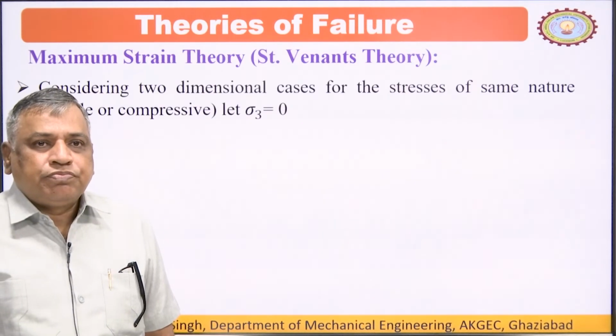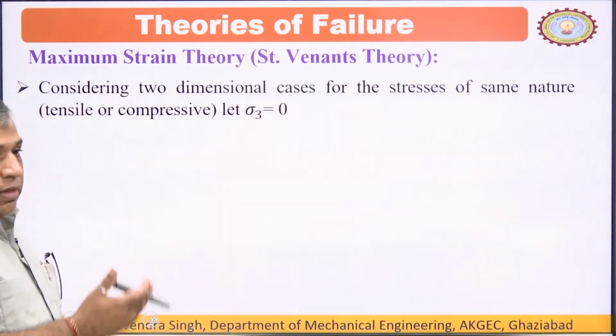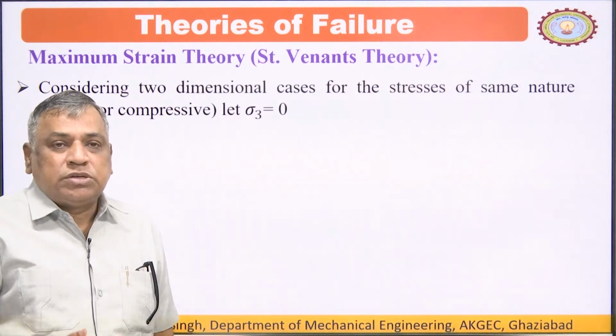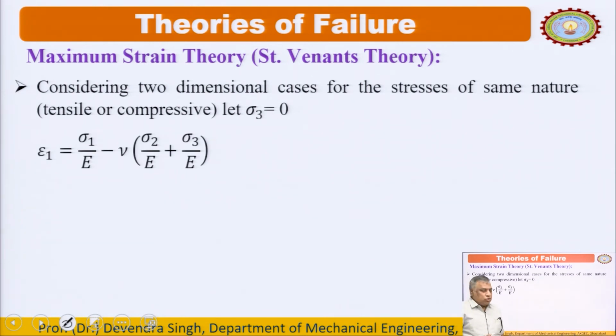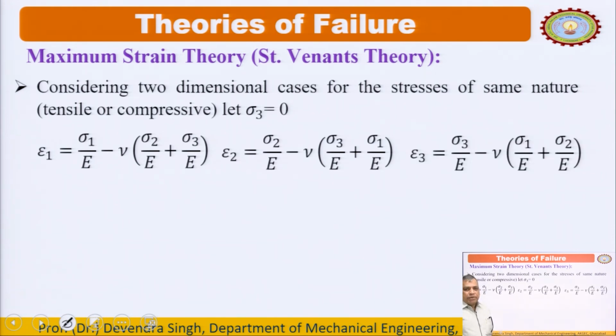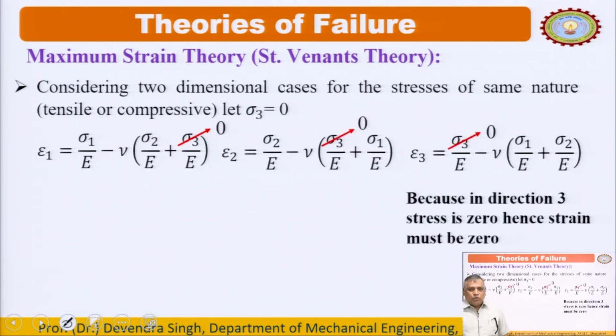So now, for two dimensional cases, planar stresses, we are moving towards the graphical representation. So we will take, let sigma 3 equal to 0. So if you see, sigma 3 is equal to 0 here. So what are epsilon 1, epsilon 2 and epsilon 3? Put sigma 3 equal to 0 in this expression. In fact, in the direction of 3 the stress is 0. So as per Hooke's law, epsilon 3 is also equal to 0.